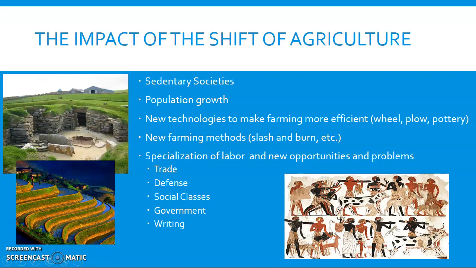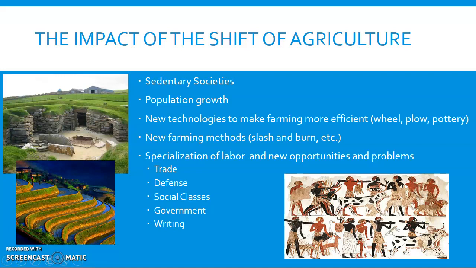So population growth. And now that you're not moving, you can have more stuff and new technology starts springing up. So wheels, plows, pottery, eventually writing, all these start blossoming once people aren't moving all the time. They're also coming up with new farming methods. Your book talks a little bit about slash and burn farming, where they're burning the whole area to return the nutrients to the soil and then able to replant in that same area. And in general, this kind of kickstarts a lot of change.